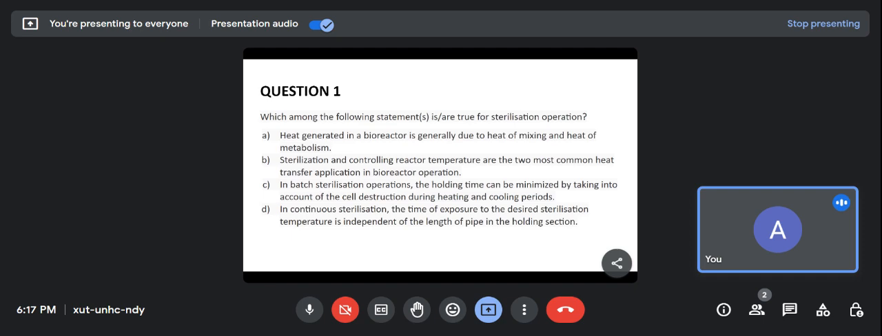Since there are four options given, either one or more than one can be true. So, what do you think the answer is? Just think about it. You're looking for statements which are true with respect to sterilization operations. So let's see what the answer is. The answer is A, B, and C.